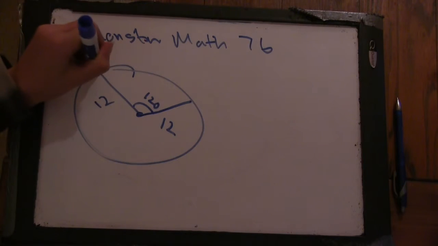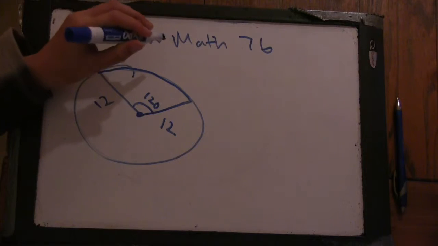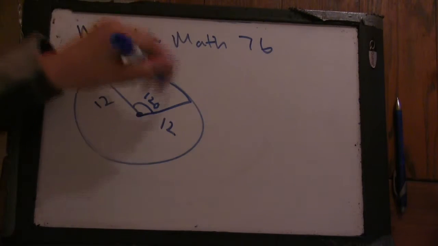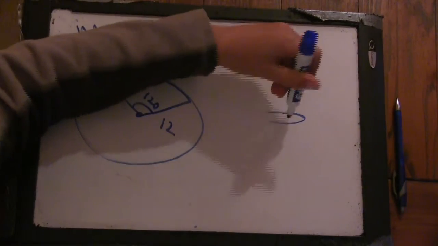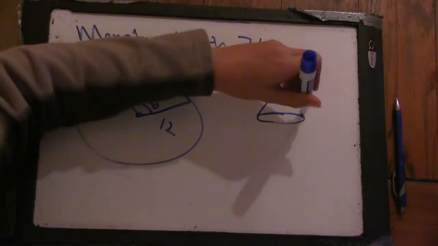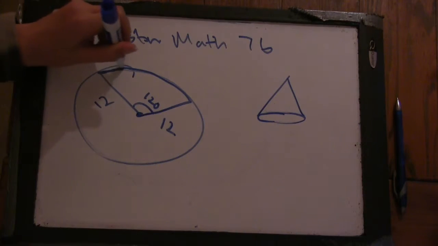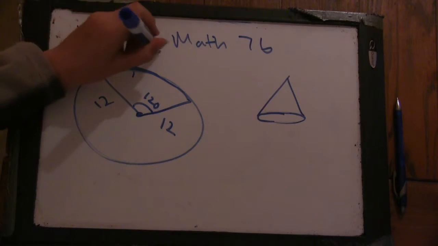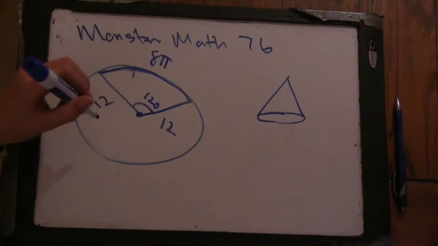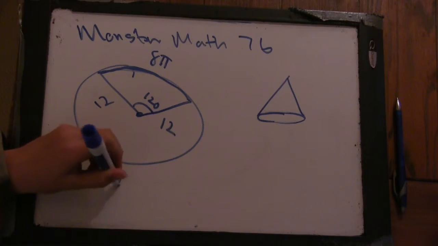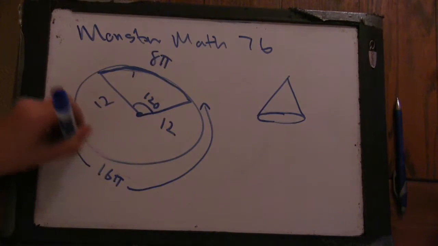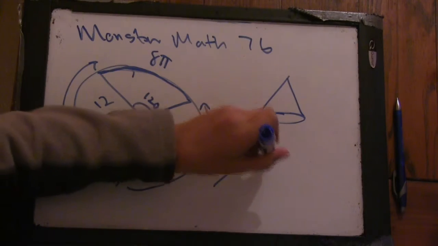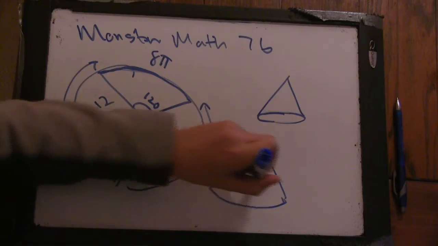Alright. So in a cone, when you roll an arc up to make a cone, the base circle is whatever this arc is that you rolled up. In this case, it's 8 pi because it's a third of a circle. That means the other is 16 pi because the circumference is 24 pi. So we have our smaller one, and we have our bigger one.